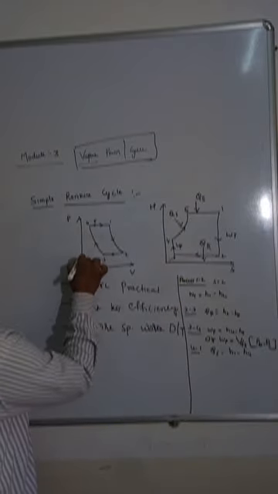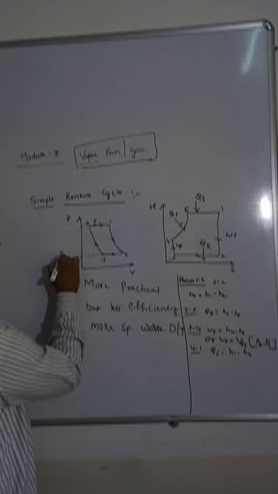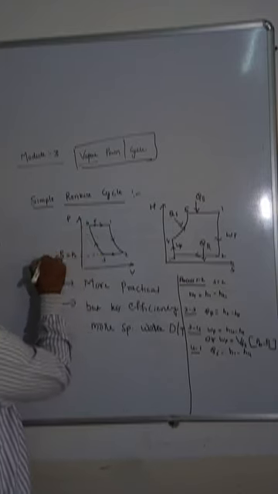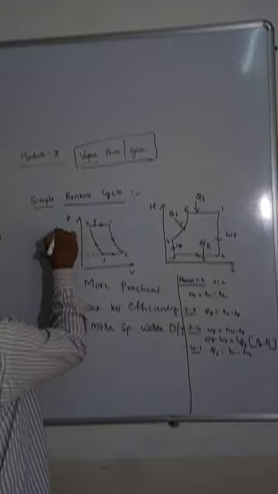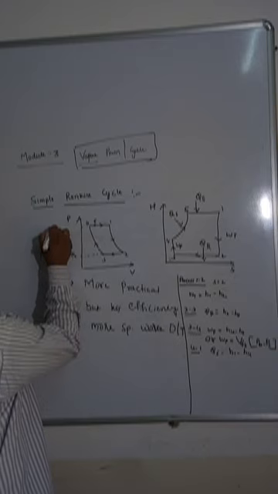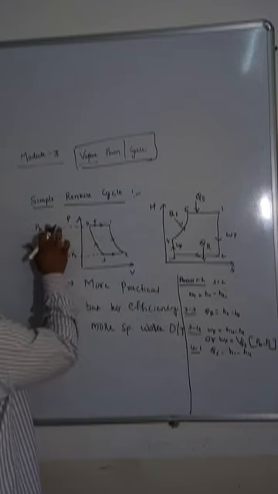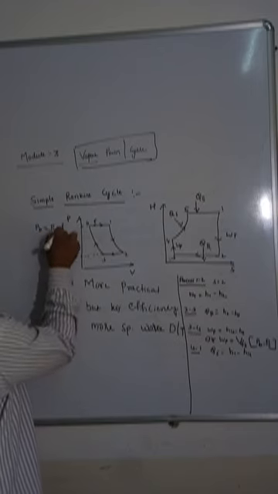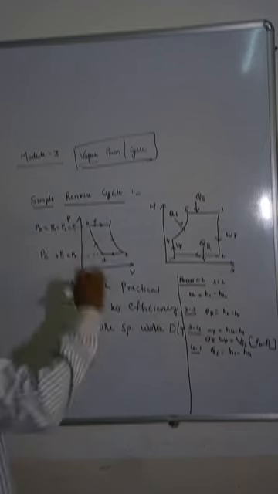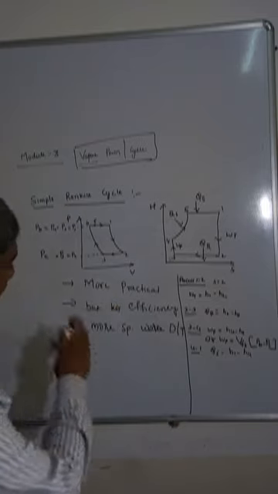So here I want to explain once again. This is P3 is equal to P2 is equal to PC. PC means it is condenser pressure. 2 to 3 is condenser and 4 to 1 is boiler. So this is PB, which is equal to P4 is equal to P5 is equal to P1. So this is a boiler pressure and this is condenser pressure.